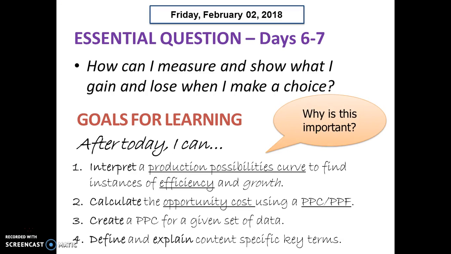So today we want to show what we gain and lose when we make a choice. And we do that with production possibilities curves. So we will learn to interpret them, find efficiency and growth, calculate opportunity cost using the PPC, and then create a PPC for a given set of data.